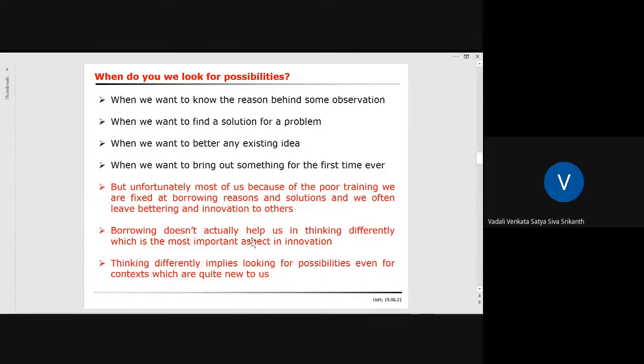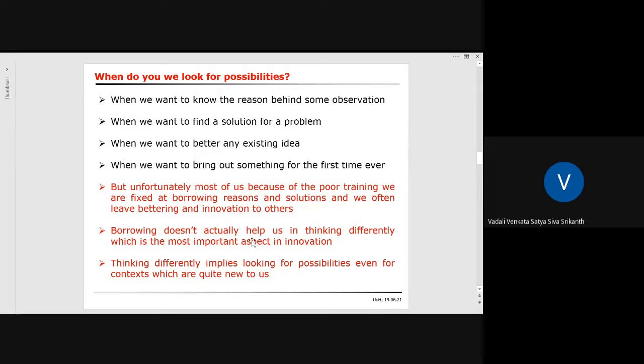And when else do we look for possibilities? We want to better any existing idea. For example, can we have an implanted mobile phone which can pick up what we think and do the needful? Upgrading from 4G to 5G communication services is another example. And we look for possibilities when we want to bring out something for the first time ever. Maybe your own space vehicle, using which you can take your family on a space tour.